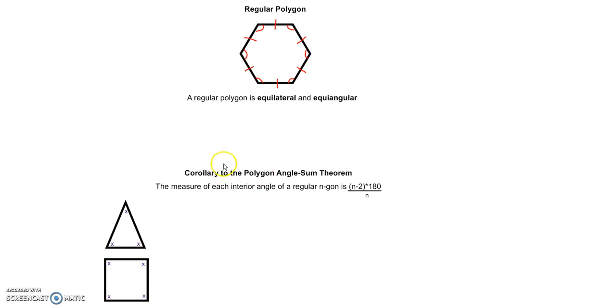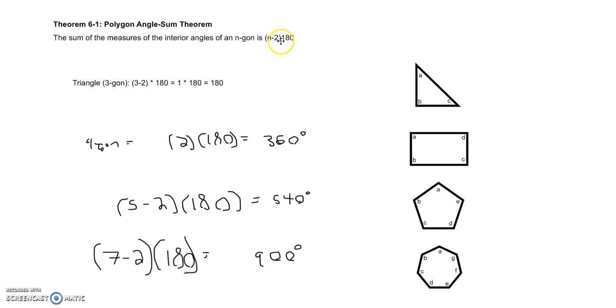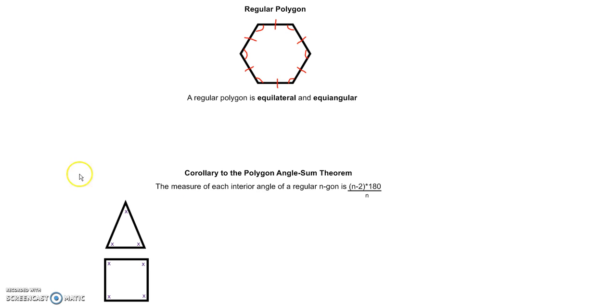This corollary to what we just learned says that the measure of each interior angle of a regular n-gon, a polygon with n sides, is (n minus 2) times 180 over n. Now, we just learned that the sum of all the angles is equal to (n minus 2) times 180, right? So all we're doing differently here is dividing by n to find each of the angles. And we'll look at that in a second.